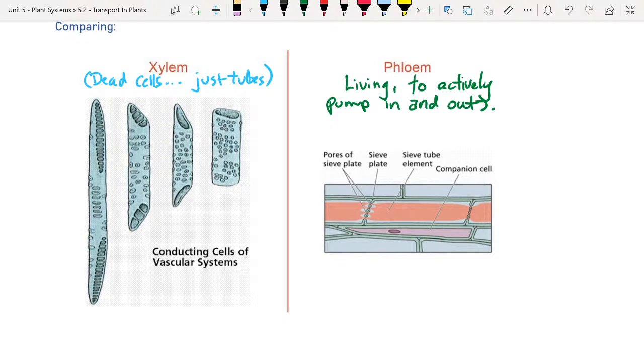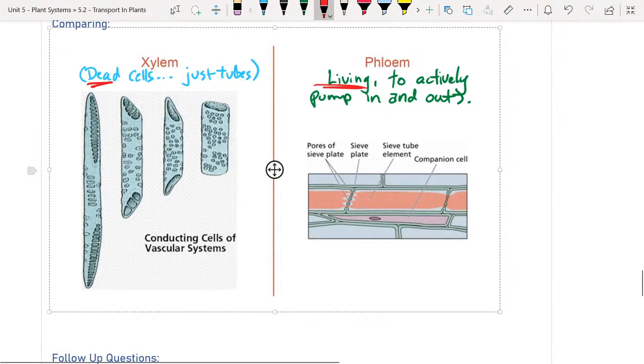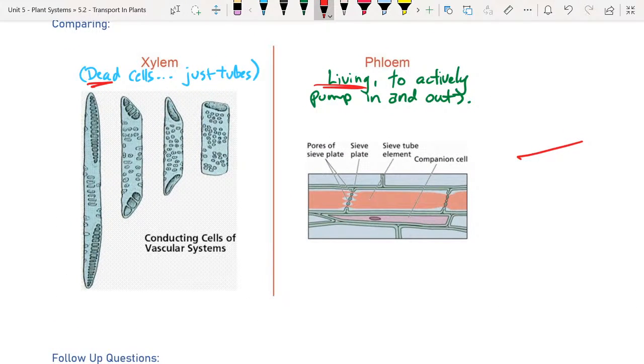You don't have to worry too much about that structure, but it's important that you know that these have to be living because they have to actively pump, whereas these can be dead, because the only place where the xylem has to be living is down at the root tips where it's actively pumping the water into the xylem. After that, it's just a tube. Phloem, on the other hand, because it's multi-directional, because the fluid can flow in any way it likes, needs to be living tissue. Questions about that?